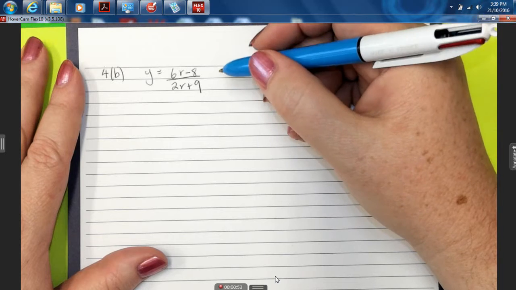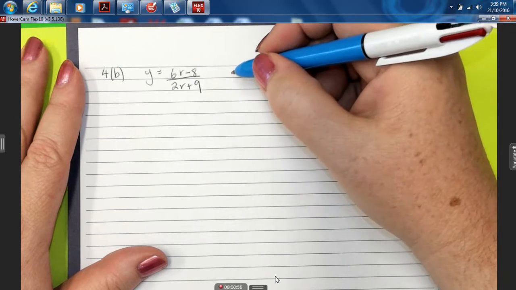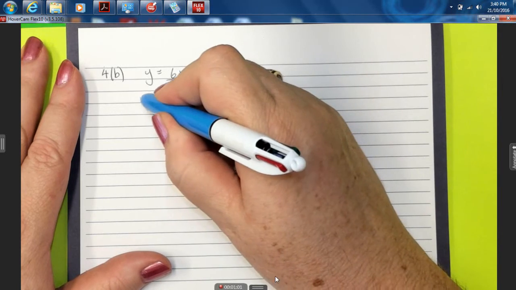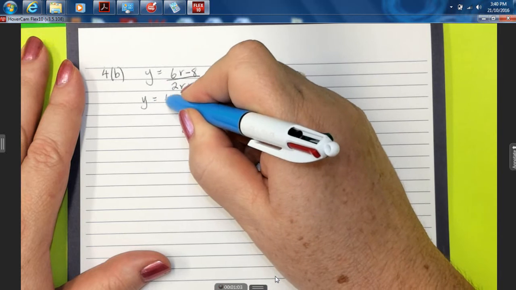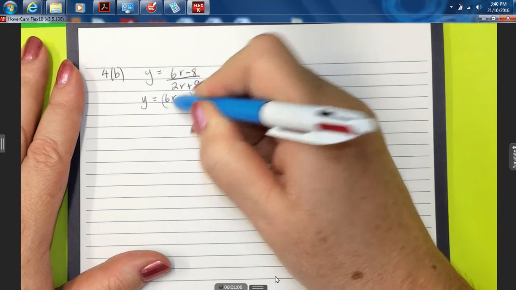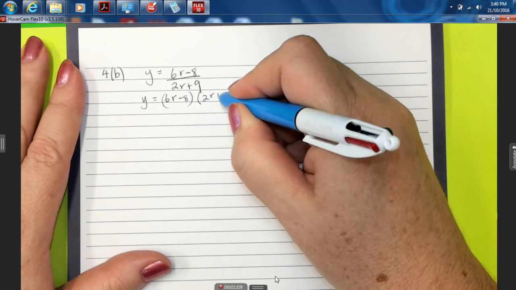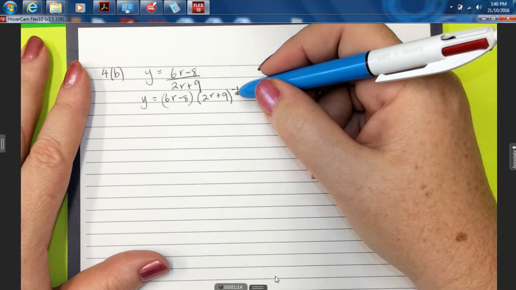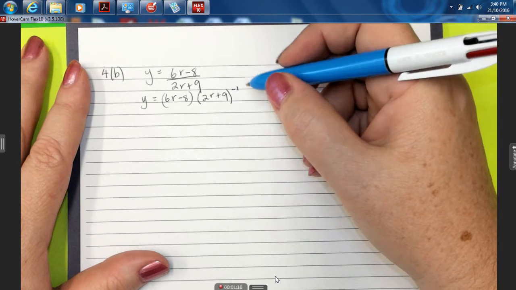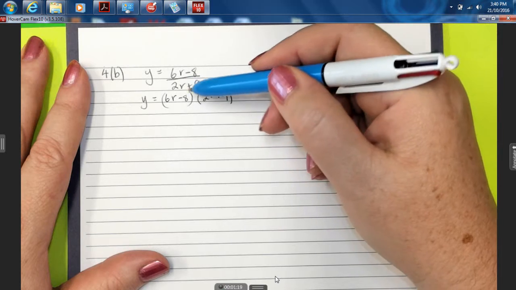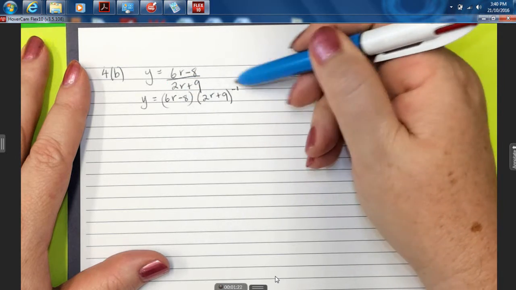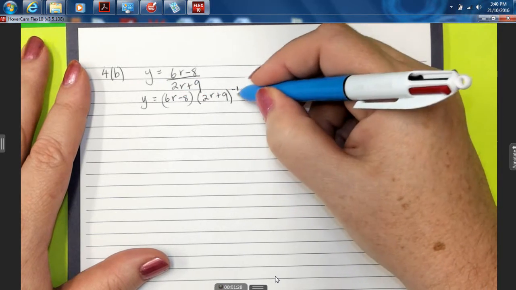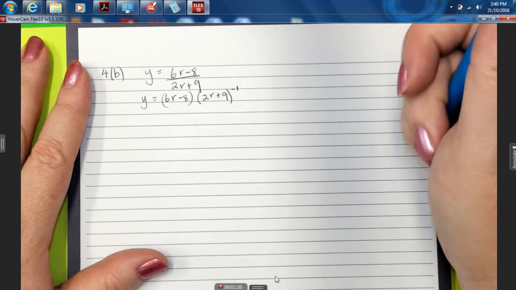So if we're going to use the product rule, we first need to change y into something that looks like a product by bringing this function up to the top and giving it a negative power. So our new thing that we're going to differentiate is 6r minus 8 times 2r plus 9 to the negative 1. From now on, it's very similar to the process that I demonstrated in the other video about how to find the derivative of a function that is a product that has a chain rule within. But the last couple of lines are a little bit trickier because of the negative power. So let's just walk through it.